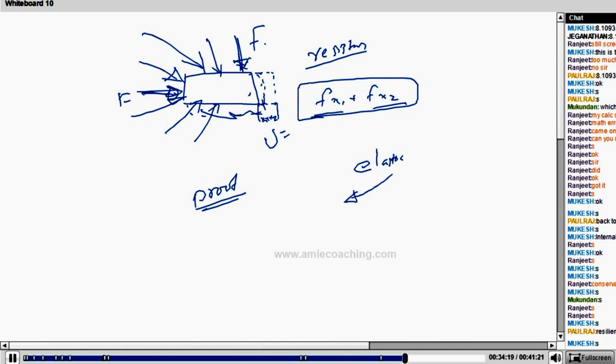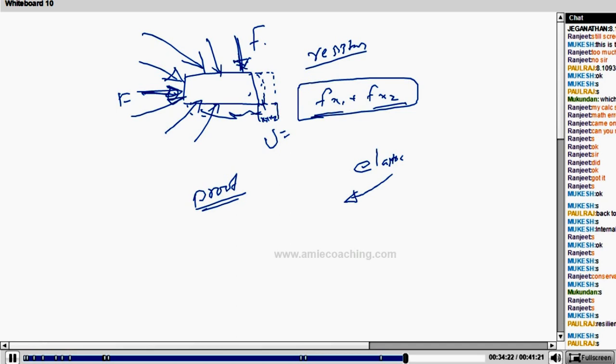A body can regain its original shape only if the force is less than the elastic limit. If I give a force more than that, it will not come back. That limit of storage of strain energy in the material is called proof resilience. It is the maximum strain energy that can be stored inside a material. And the stress for making that maximum strain energy is called proof stress.